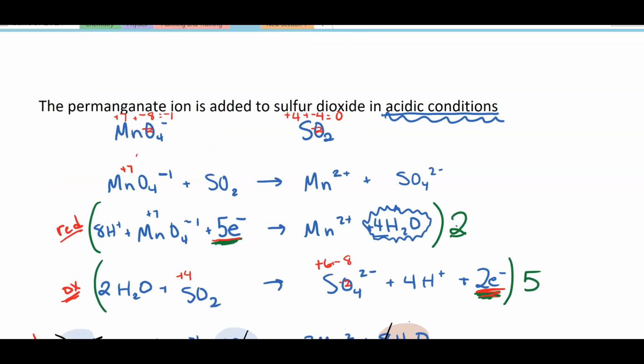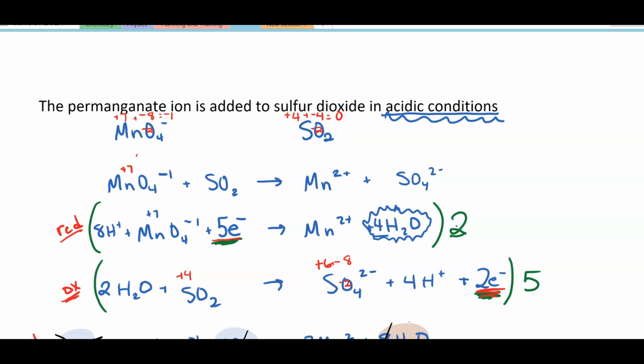A second example might read: the permanganate ion is added to sulfur dioxide in acidic conditions. So let's write the permanganate ion. It has an overall -1 charge. My oxygens are -2 each. There are 4 of them for an overall -8 charge. That must mean my manganese is a +7. For sulfur dioxide, oxygen's a -2 for an overall -4 charge. This isn't an ion but a molecule, so it's neutral. That means my sulfur must be in a +4 state.